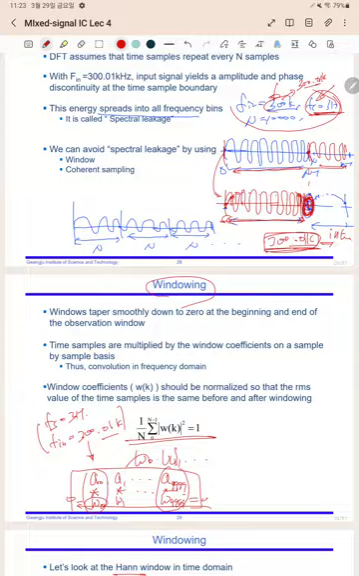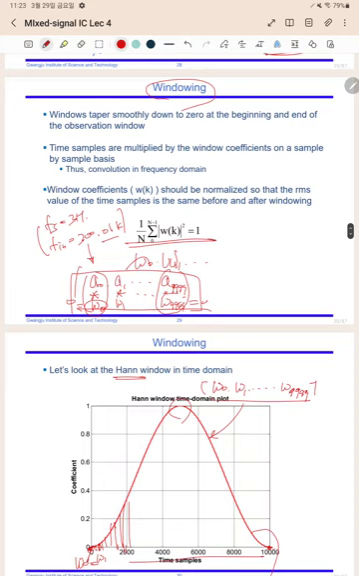Then we take the DFT of this instead of the original sample. Now we multiply the window sample by sample with the input samples, and then we take the DFT, and it looks like this.